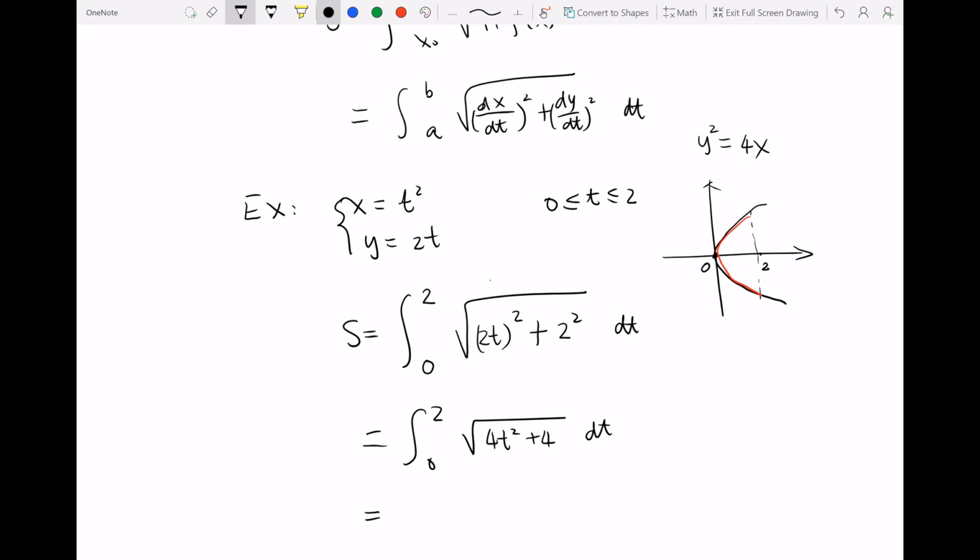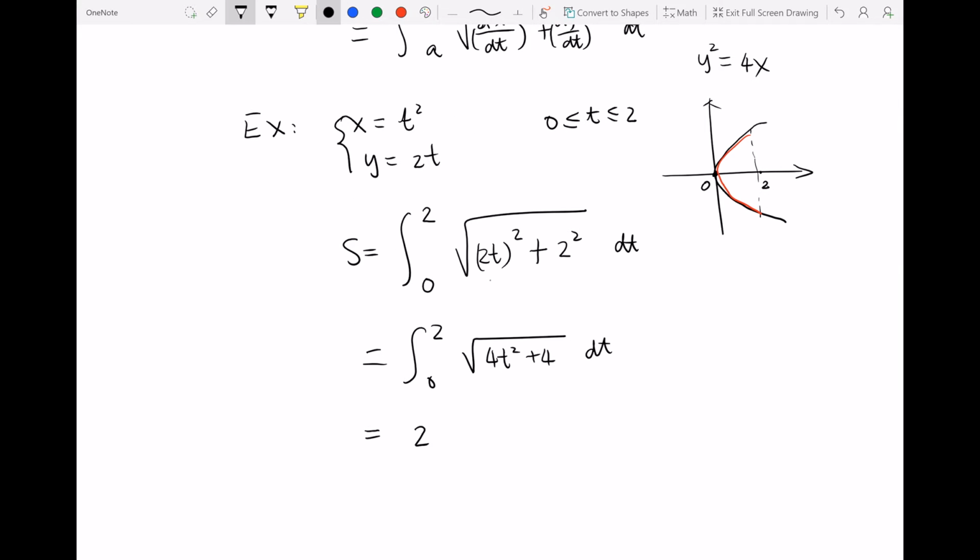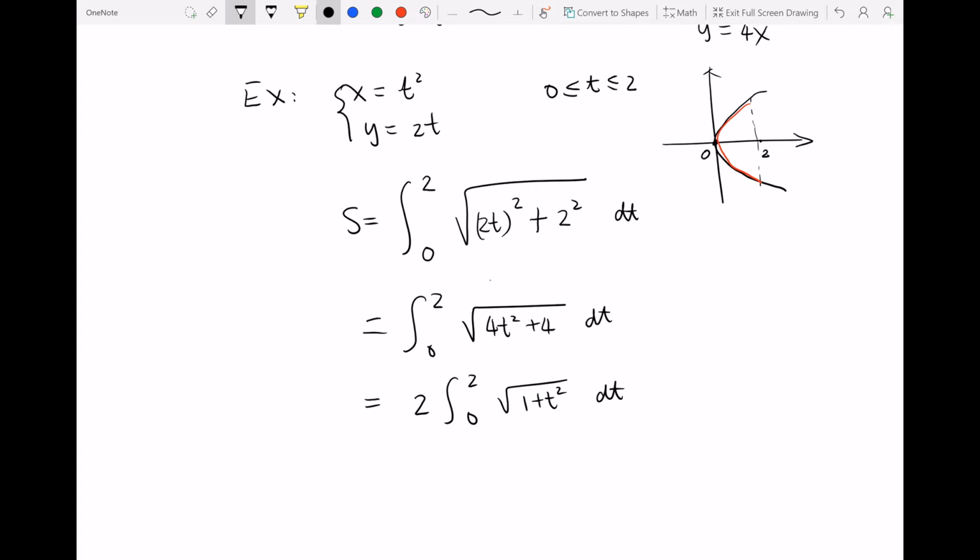Well, the 4 you can take out. The square root of 4 is 2. So 2 times the integral from 0 to 2 of the square root of 1 plus t squared dt. Well, this one you can let t equal tan theta. Anyway, you can use the integral formula to do this. You can let t equal tan theta, but the 2 is not a special angle anyway.